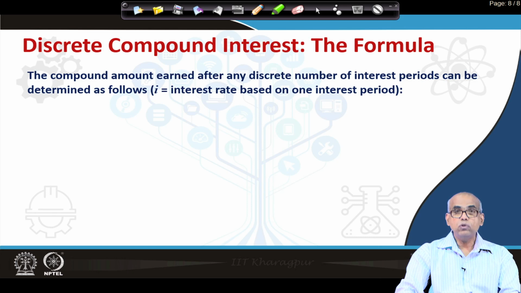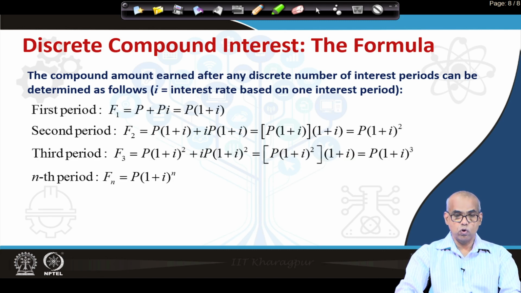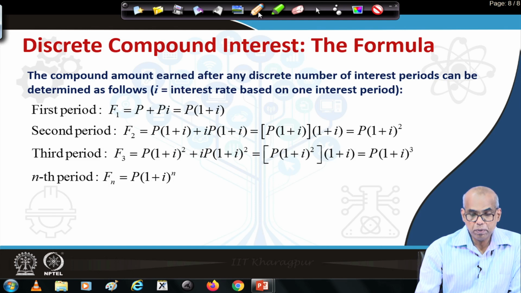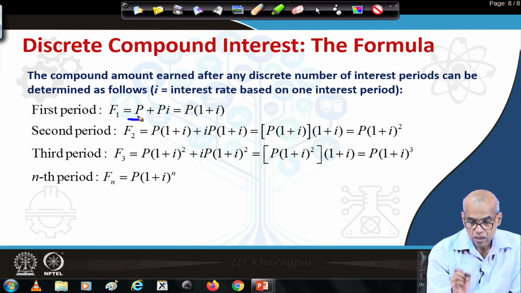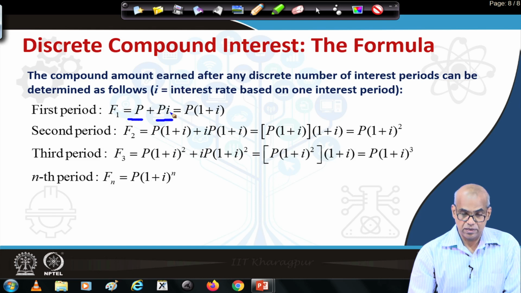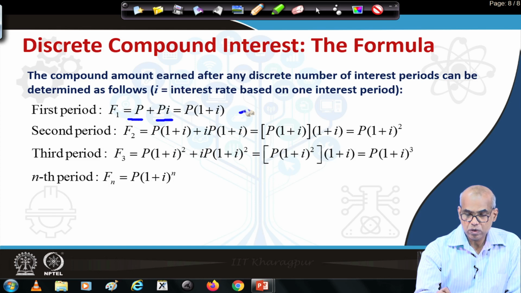So, let us see how to now compute the compound interest. What is the formula for it? The compound amount earned after any discrete number of interest periods can be determined as follows. After the end of the first period, the amount will be principal plus the interest earned, which will be P into I. P is the principal and I is the interest rate based on one interest period. So, if you sum up, it will be P into 1 plus I.